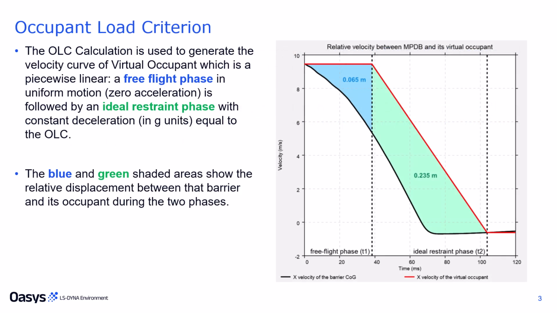The OLC calculation generates the velocity curve of a virtual occupant, represented as a piecewise linear curve. This curve includes a free flight phase in uniform motion, that is zero acceleration, followed by an ideal restraint phase with a constant deceleration in g units, that is equivalent to the OLC. The blue and green shaded areas illustrate the relative displacement between the barrier and its occupant during these two phases.